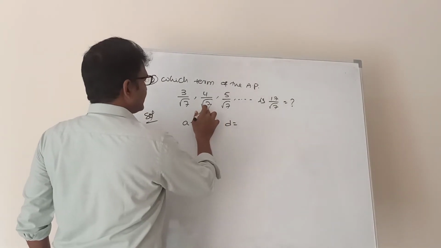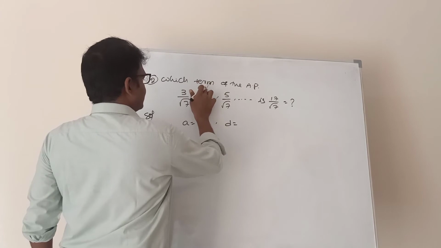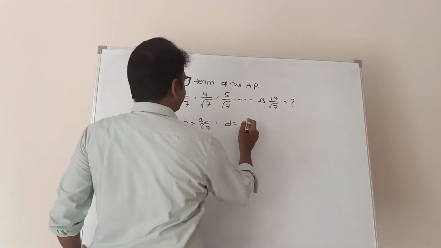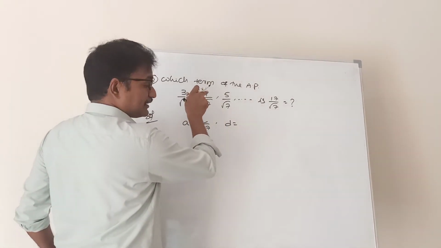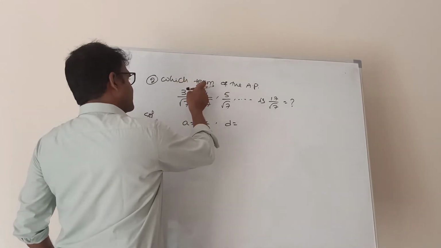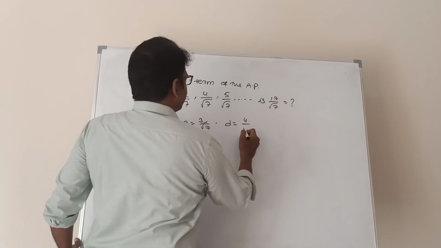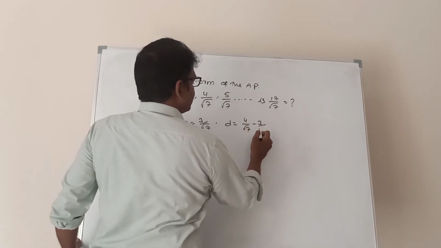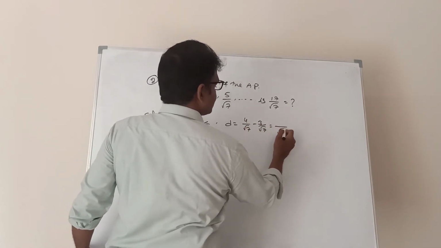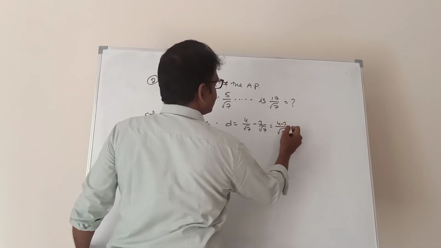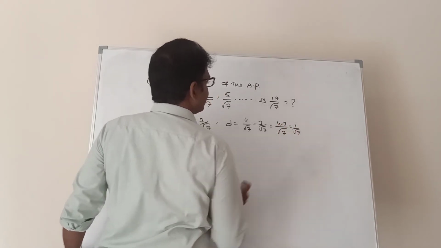How to take the difference? Difference always means second term minus first term. Don't take first term minus second term. Always difference means second minus first. 4 by root 7 minus 3 by root 7. The LCM is root 7. 4 minus 3, 1 by root 7.